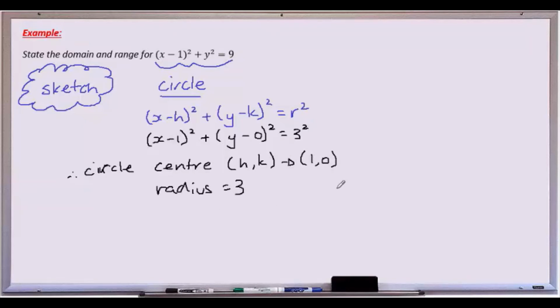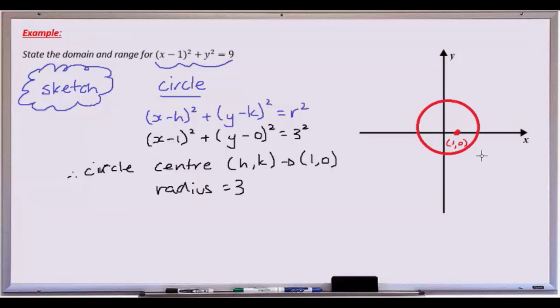So let's sketch that circle, and then what we'll be able to do is work out the domain and range very easily. So here's my set of axes. I know the centre is at (1, 0), so I'll show that there at (1, 0). And then I'll draw in a circle. Let's see how I go with this, because it might be very bad. So let's draw a circle that might look something like that.